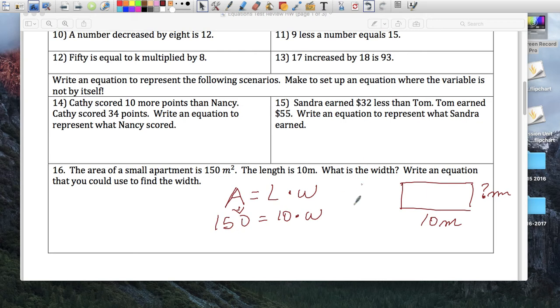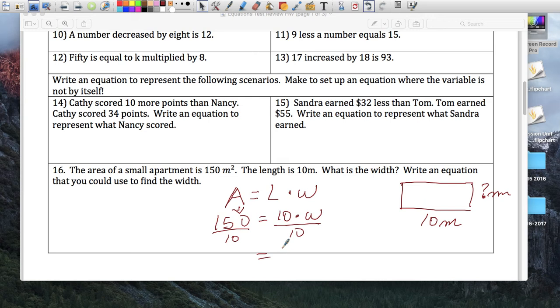What can I multiply 10 by to give me 150? Here you're free to use whatever you want. They're not telling you to use inverse operation. This says 10 times w, so I'm going to use the opposite of multiplication, which is division. I'm going to divide by 10 and divide that side by 10, right? So this 10 and this 10 equal 1, because 10 divided by 10 is 1. I'm going to have w left over. So w equals 15, because 150 divided by 10 is 15. So the width of this small apartment is 15.